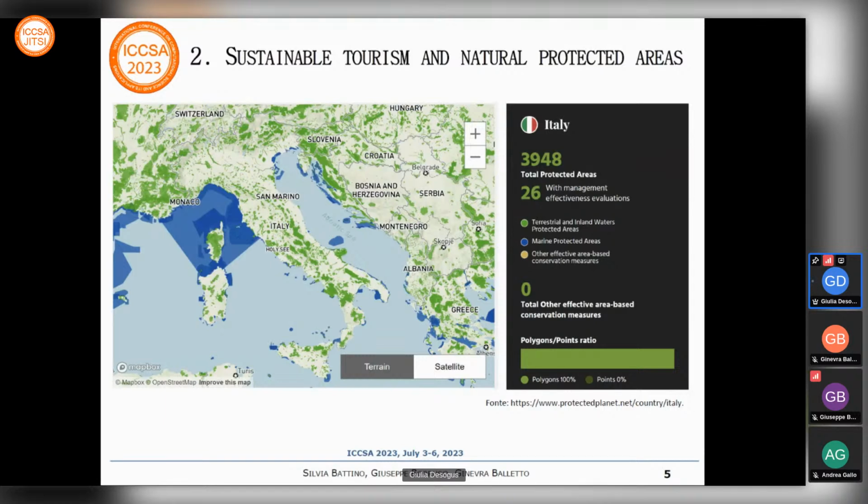possible to see the total number of protected areas, including those areas classified by law 394 of 1991, which in Article 2 identify them as national parks, regional natural parks, or natural reserves, marine protected areas, and so on, other natural protected areas. So these areas in Italy cover 20% of the land surface and 11% of the marine surface.